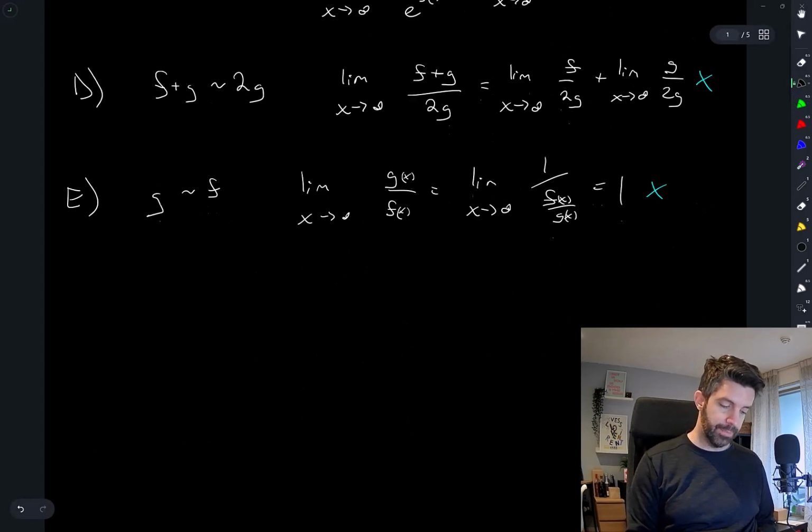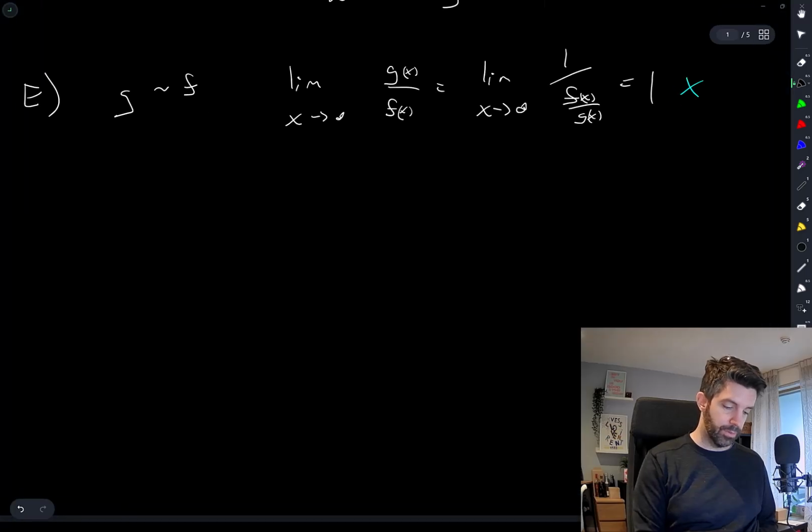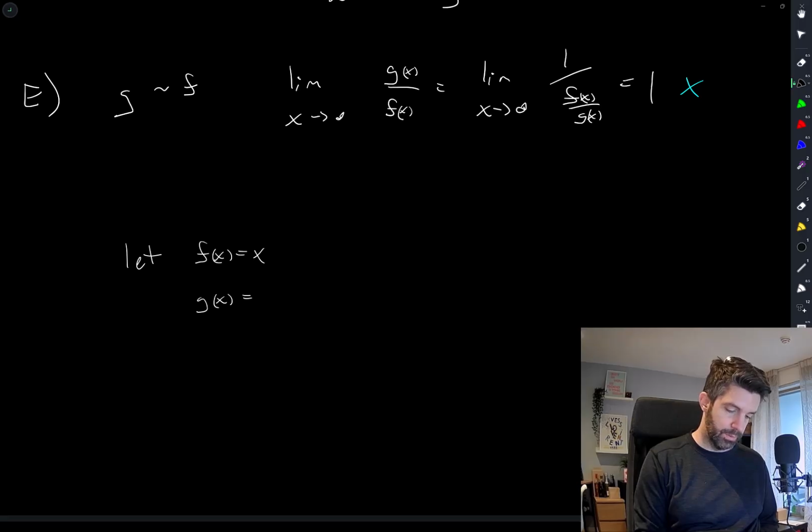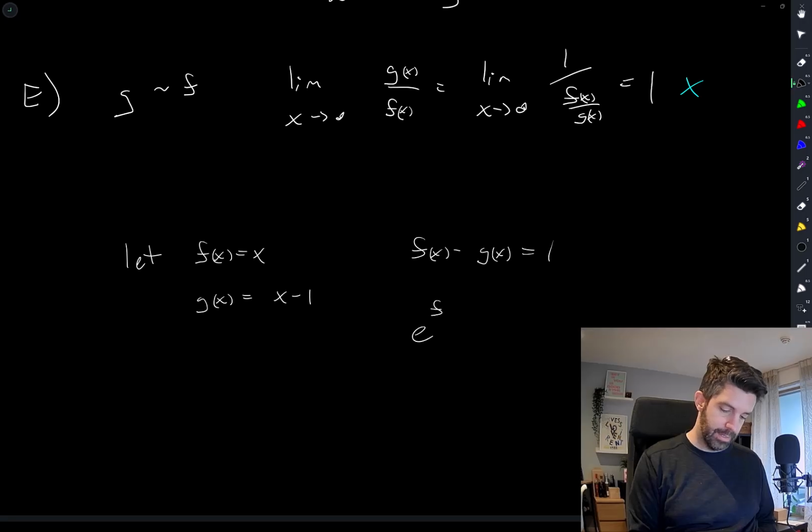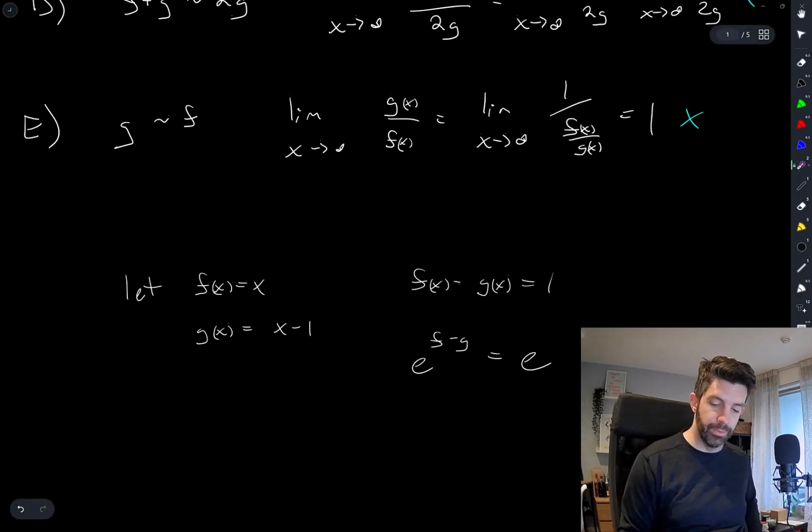A counterexample to show that option C does not hold is let f of x equal x and g of x equal x minus 1, right? Then, of course, f of x minus g of x is equal to 1. And so e to the f minus g is always equal to e. And so the limit that we want does not hold.